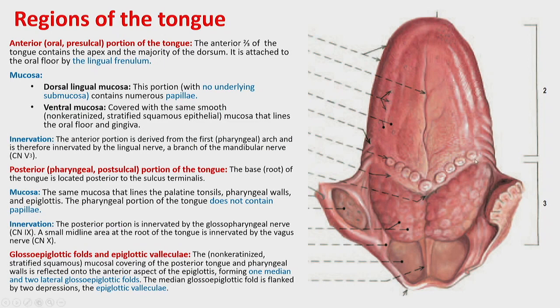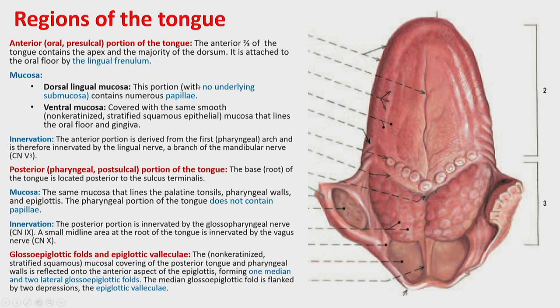As we mentioned, here is the anterior two-thirds of the tongue, which is immediately in front of this terminal sulcus. And here, very nicely, you can see the foramen cecum. In this case, this anterior two-thirds is called the oral part or presulcal, because it's in front of the terminal sulcus portion of the tongue. The inferior surface of this part is connected by the lingual frenulum to the floor of the mouth.